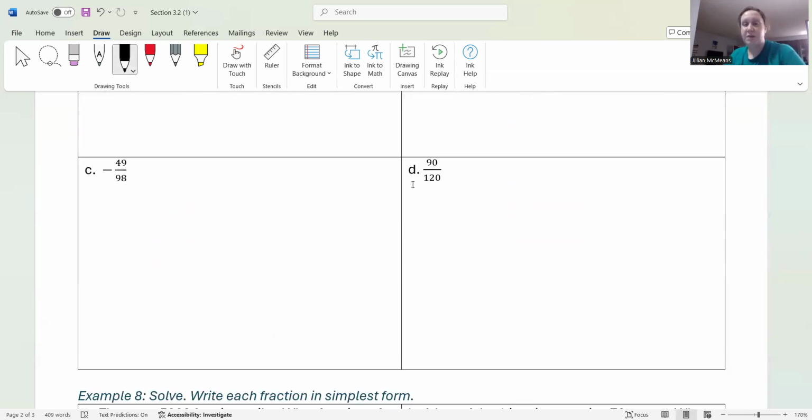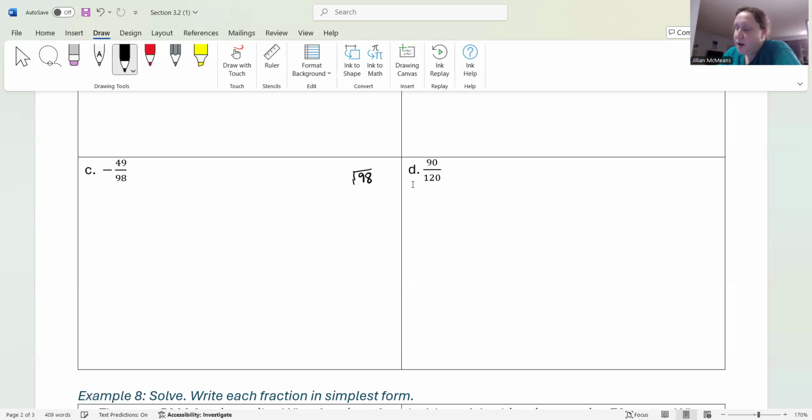So for part C, we have negative 49 over 98. Now, this is a negative fraction, so remember, the negative is going to have to be in our final answer, so we're just going to kind of carry it through our process. So when I look at this, I'm like 49 and 98. Ooh, those are kind of wacky numbers. I do know that 49 is divisible by at least 7. So let's see if 98 is divisible by 7. So you can go to your calculator, or you can do it by hand.